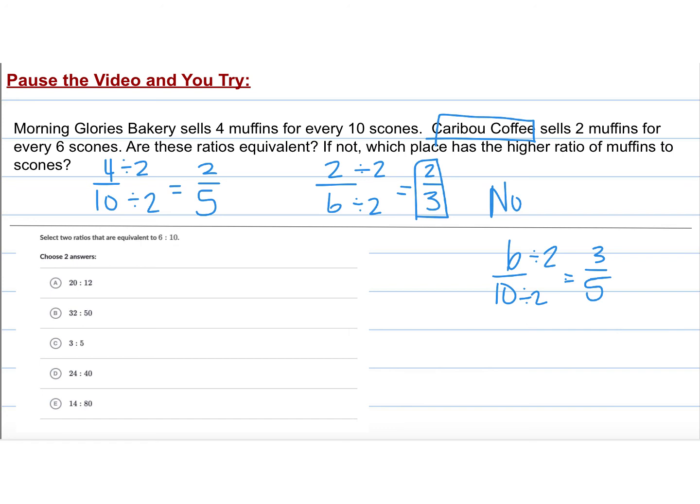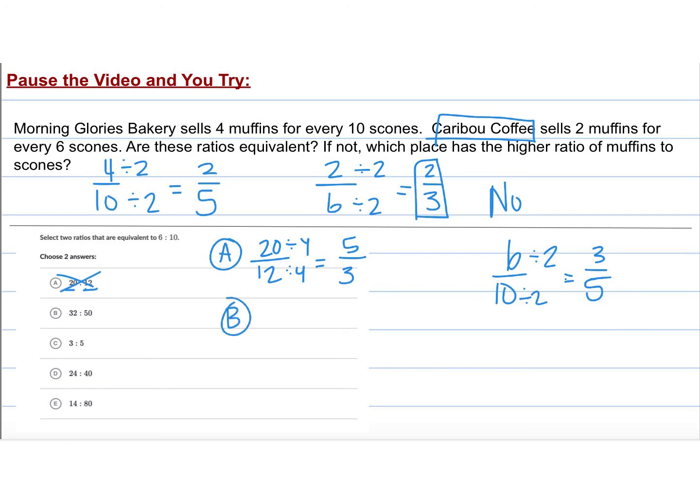So the first one for A, I'm just going to do this to keep my work organized, 20/12. If we simplify, I know that those are both divided by 4, which would be 5/3. That is not equivalent because the first number, 20/12, 20 has to be the numerator. If they were flipped and we got 3/5, it would be equivalent, but nope, 5/3 and 3/5 are not.